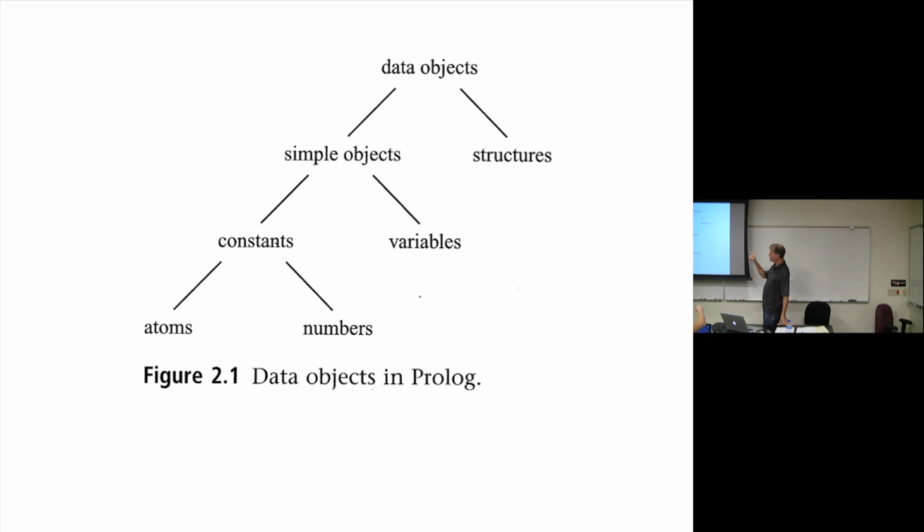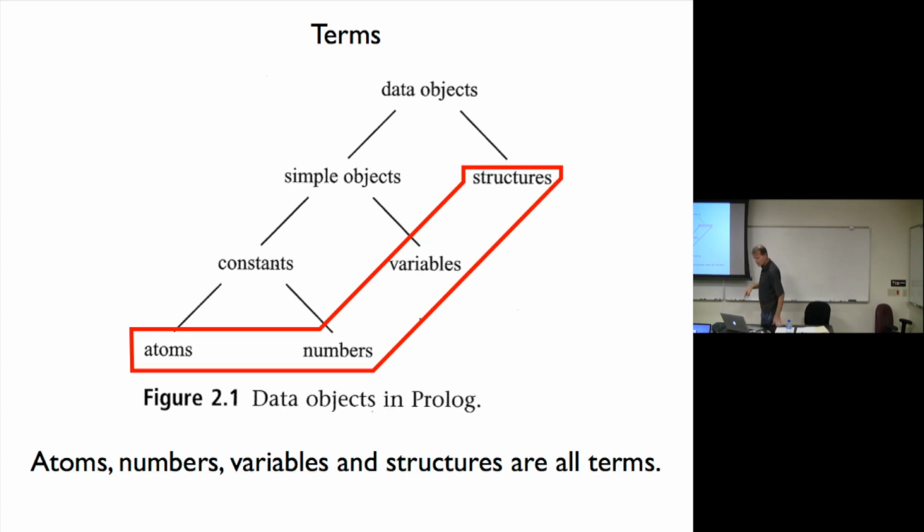Now, do you remember what terms are in this picture? Yeah, they are the leaves. So here's what we said the terms are: atoms, numbers, variables, and structures, these are all terms. A little bit later in the lecture today, we'll have to remember that. So are we good?